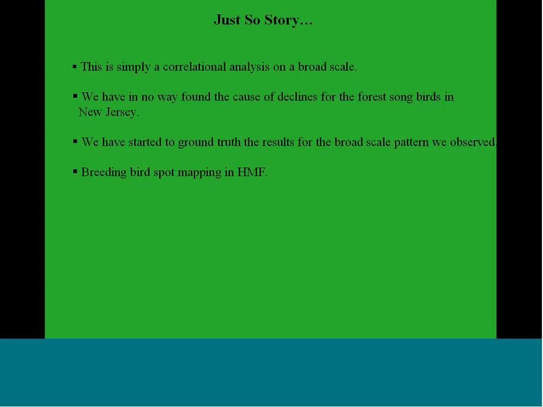But again, what we have here is just a simple correlational analysis on a broad scale. We have in no way found the causes of decline for forest songbirds in New Jersey. We just put together some things that we were seeing at our sites and reviewed some literature on deer populations and invasive plants, specifically Microstegium, and correlated them to what guild of birds we thought would be most affected by this. So what we started to do is ground truth the results for the broad scale pattern we observed.